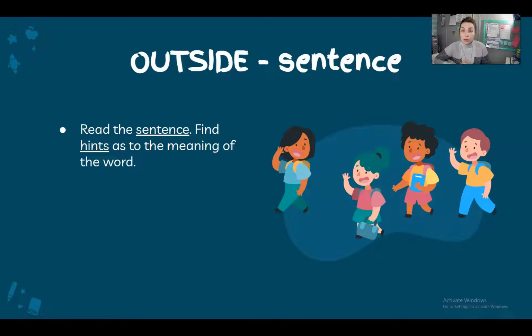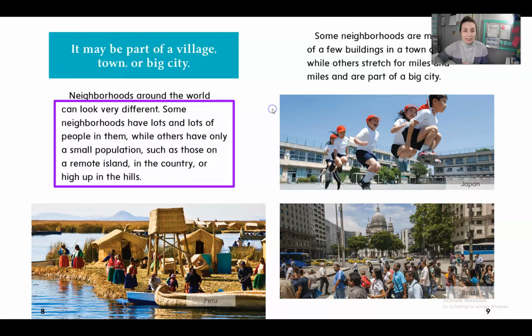If you're working with other read-aloud texts that are not part of Open Court, then again, you'll find the same thing, whereas some sentences do give you the meaning, and some you have to look further than just that sentence. So let's look at just the sentence. We're looking at the word remote here in this sentence, starting with the word some. Some neighborhoods have lots and lots of people in them, while others have only a small population, such as those on a remote island, in the country, or high up in the hills.